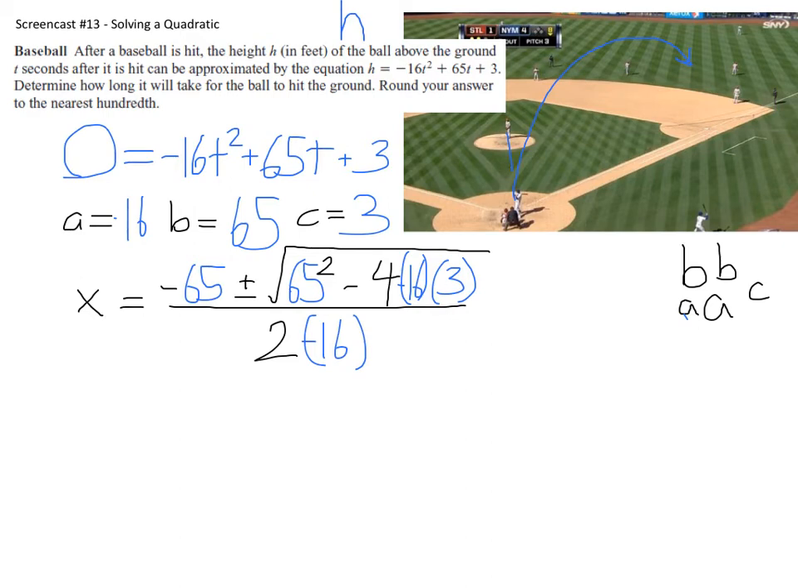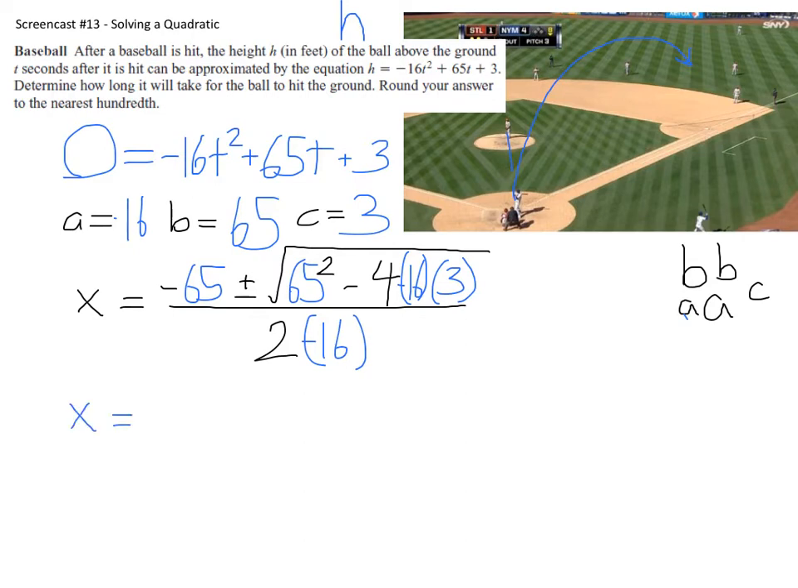Does it have one solution, which is possible? Does it have two solutions, which is typical? Or does it have no solutions, which does actually happen? That is all determined based on this, the discriminant. That's all these calculations, this number here, underneath the square root sign. And then the denominator, that's the third piece, 2 times negative 16. All right, so let's crunch some of these numbers.